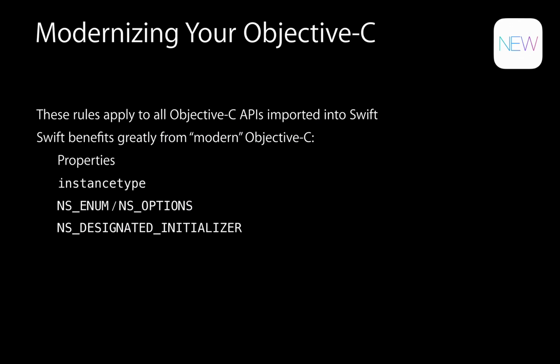Now, this works best when you're following modern Objective-C practices. So these are using features like properties, instancetype, marking your enumerations with NS_ENUM or NS_OPTIONS to describe more semantic information about what these enums actually mean in C. We've also introduced NS_DESIGNATED_INITIALIZER this year to mark your designated initializers and formalize the designated initializer pattern both in Objective-C through additional warnings and as the initialization model for Swift.